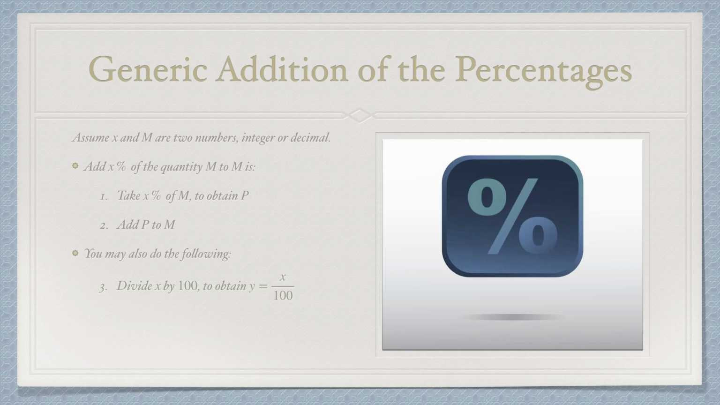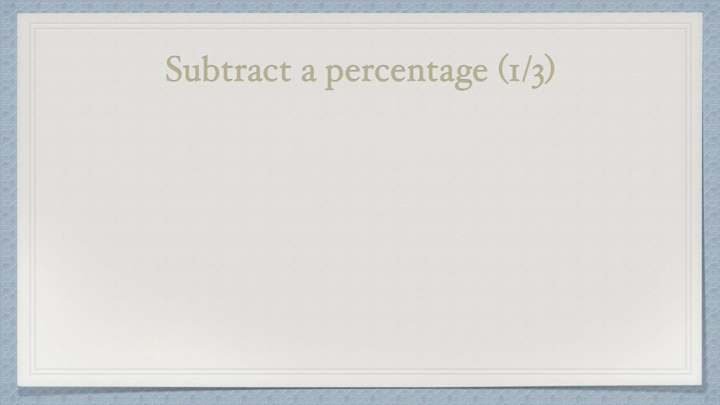You may also do the following: divide x by 100 to obtain y equals x over 100. Add 1 to y to obtain z equals 1 plus y. Multiply m by z, 1 plus x over 100. Subtract the percentage is not a division. It is also a multiplication.